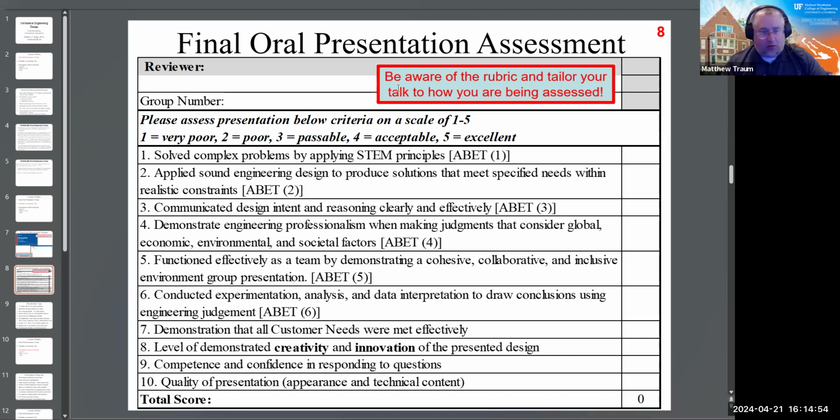You guys gave a great presentation, but you didn't address any of these points. You were off sort of talking about something else. So please be sure to keep this in mind as you're putting your presentations and your slide decks together.